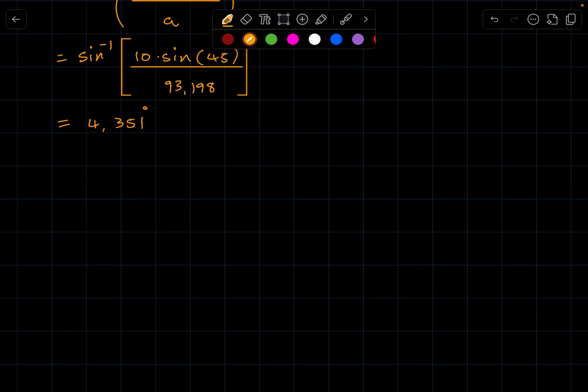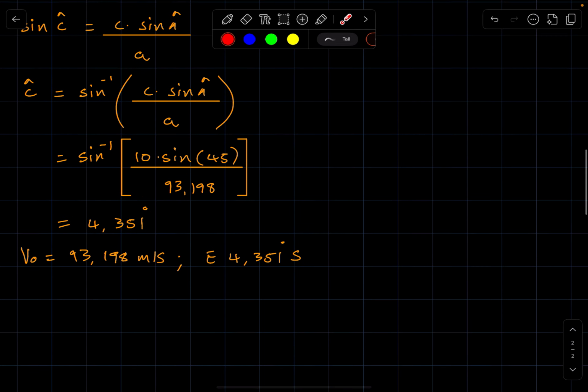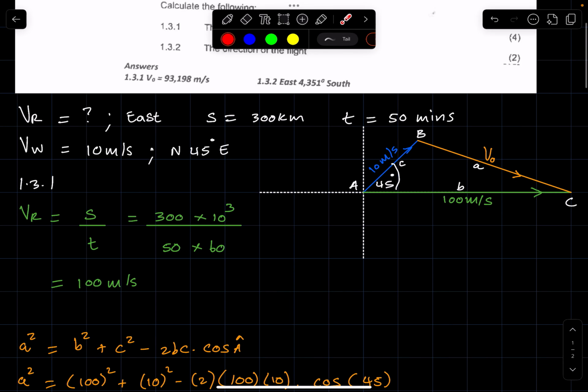Therefore, we can now say VO is 93,198 meters per second. Direction of flight: the angle is referenced from the x-axis, so east. The angle itself is 4,351 degrees south. So the direction of flight is east, 4,351 degrees south. And that you can even tell from what the schematic illustration is telling us.